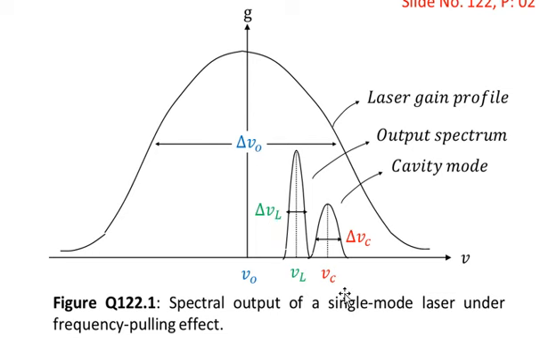Here you will see that the frequency nu c is greater than nu L, and nu L is greater than nu naught. Or we can say that nu L, which we shall be considering as the frequency at which the laser gives you an output, is lower than the frequency nu c.